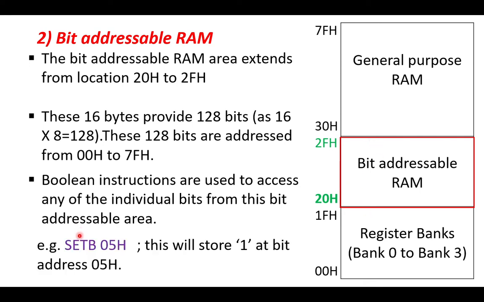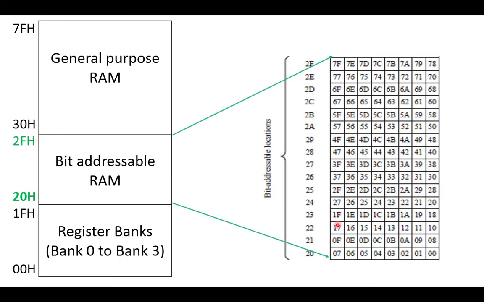For example, if I have written SETB 05H, then this instruction will store 1, as SETB means make it 1. This instruction will store 1 at bit address 05H, and 05H will be somewhere here. Now you may wonder that 05 will also be an address of bank 0, but as this SETB instruction does not work on a byte, 05 will definitely belong to the bit addressable RAM. So this figure will make it more clear.